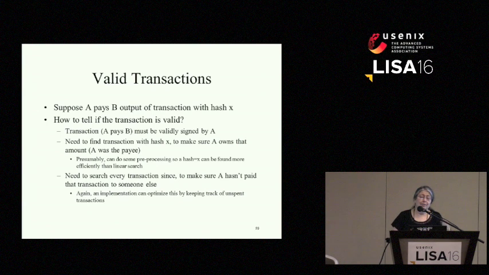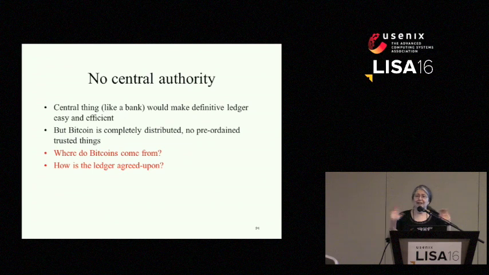So a valid transaction. Suppose A pays B, the output of a transaction with hash X. How do you know if that's valid? Because anyone could make up such a thing. So the transaction has to be validly signed by the public key that is paying. You also need to find the transaction that had the hash X in which A was paid that amount. Are they allowed to spend this? And then you have to search all the transactions in between to make sure that they haven't paid somebody else before they paid you.